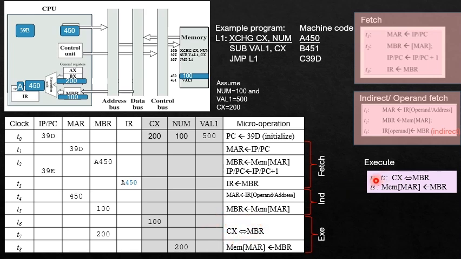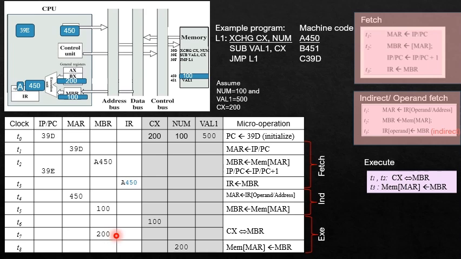So T1 and T2 will be spent for the CX value going to MBR, and MBR going to CX. In this table, you take 2 rows to represent 2 clock cycles, and the CX and MBR values are swapped in these 2 clock cycles. Originally CX is 200, now it becomes 100 because the 100 comes from MBR, whereas the MBR becomes 200, which is swapped from CX.